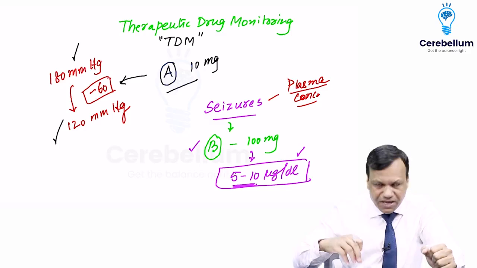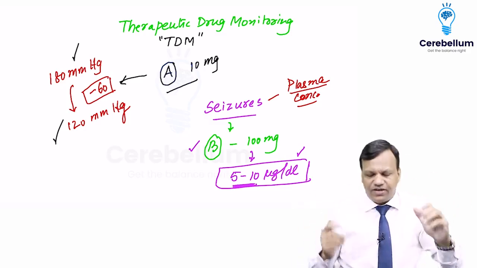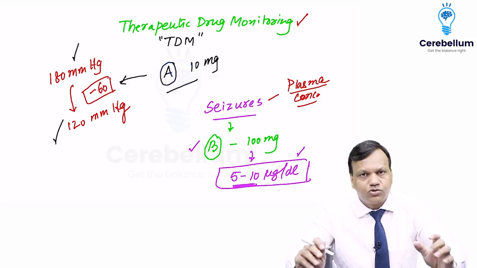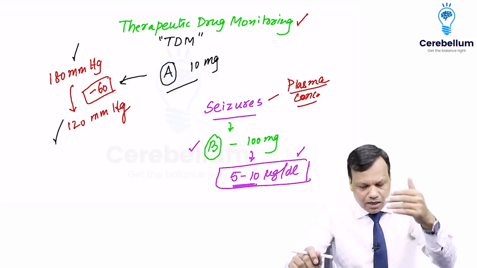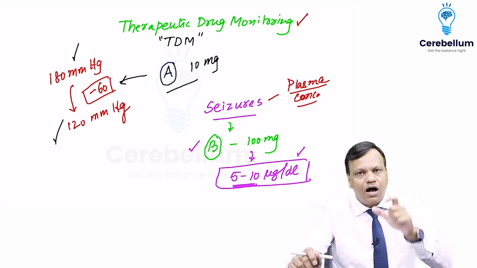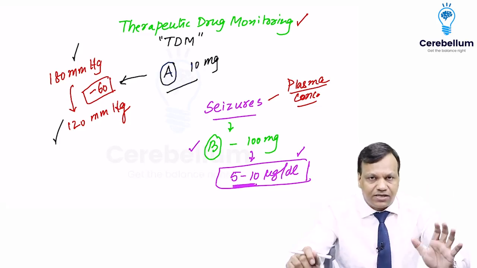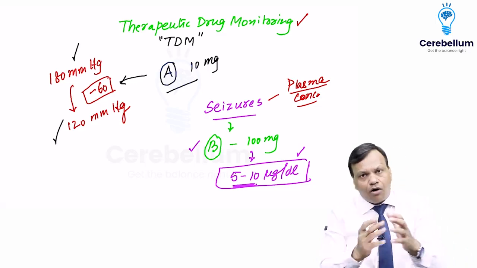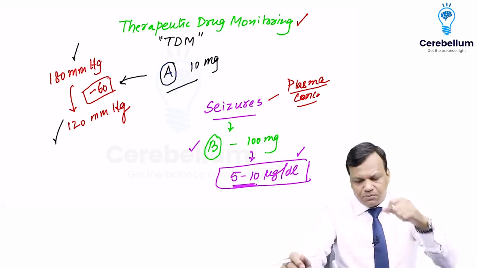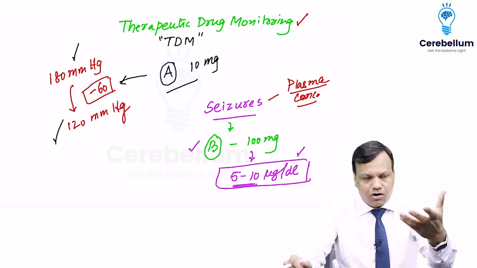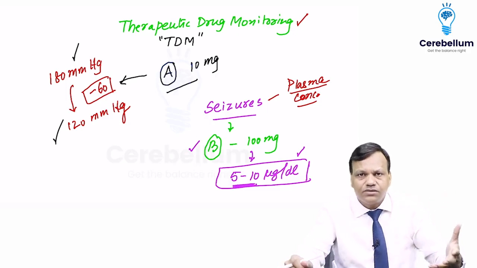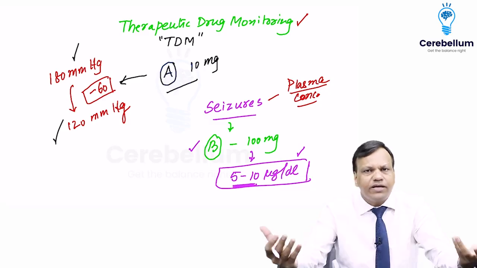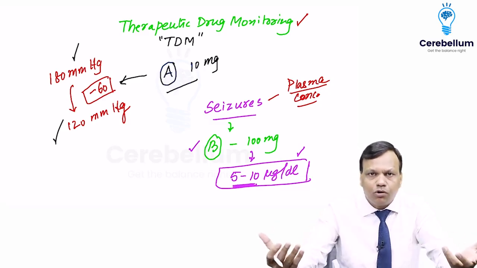Okay? So this method of adjusting the dose of a drug is called therapeutic drug monitoring. Therapeutic drug monitoring is adjustment of the dose of a drug according to its plasma concentration. Now, if we are adjusting according to plasma concentration, that means we are doing the best thing, because the response is according to plasma concentration. So if we are doing the best thing, then we should do TDM for every drug. But we do not.